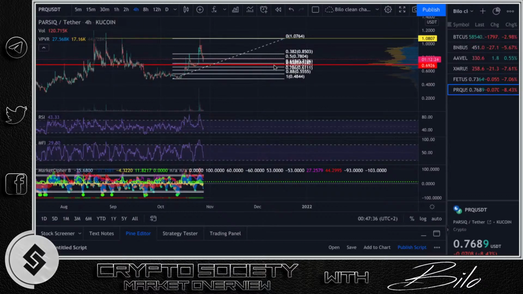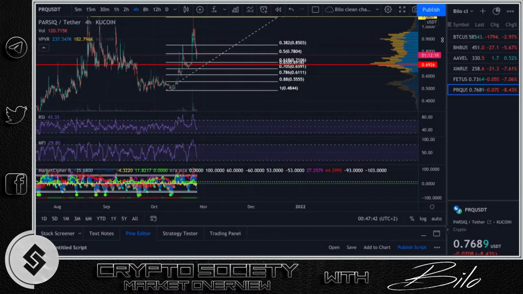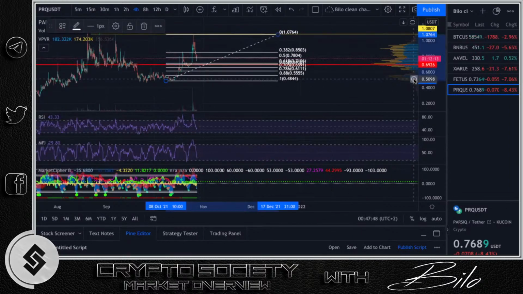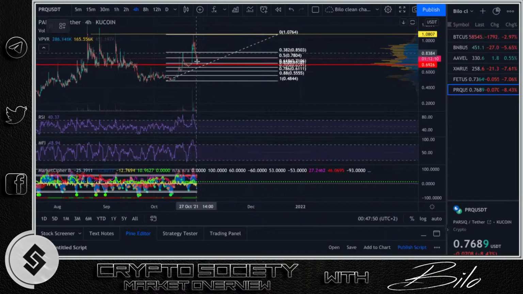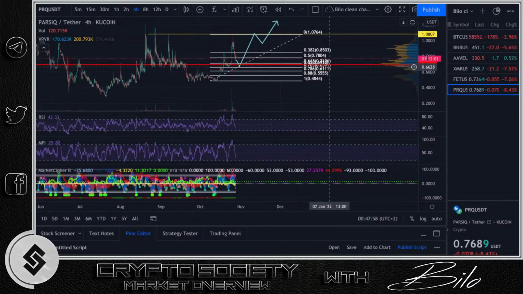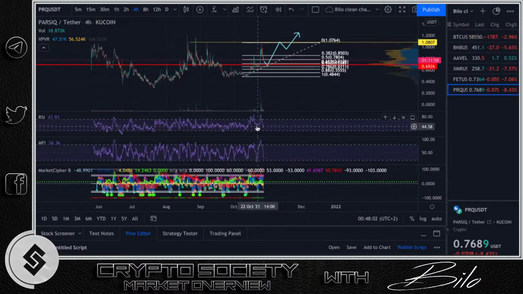If you look at your VPVR, it's exactly there. So it actually looks very sexy right now because it's going to do maybe something like this. It's going to do something like this here, and then go back up and test, probably go back another time and then zoom up. And you even have the bullish divergence here on RSI. You don't have it on MFI, but you have it on RSI. I would want to see it come back down to here and then go up.